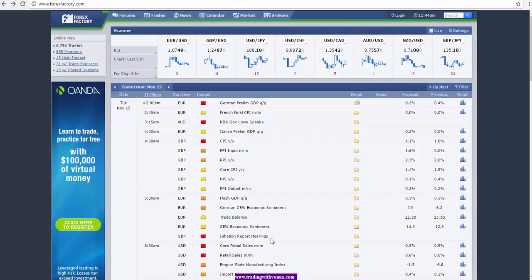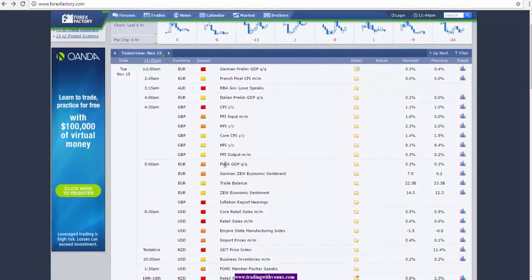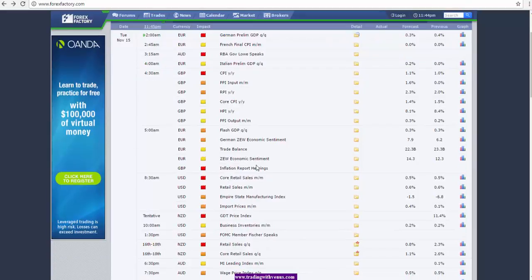We'll start off by taking a look at our calendar here, a busy calendar both for the UK session as well as the US sessions. We start the day off by looking at our German preliminary GDP numbers, which will have an impact on the euro, and then we have RBA Governor Lowe speaking at 3:15 a.m. Eastern, followed by CPI numbers for the British pound, which are the inflation numbers. And then we have flash GDP numbers out of the Eurozone and inflation report hearings for the British pound. So fairly busy here in terms of the news.